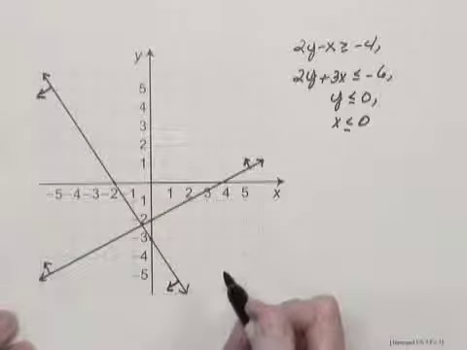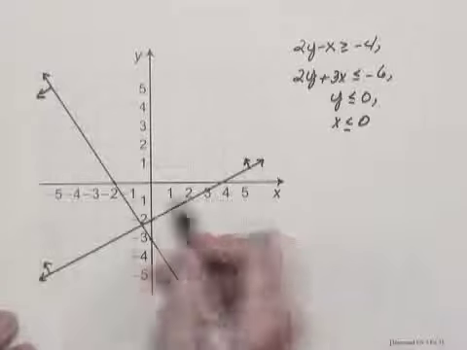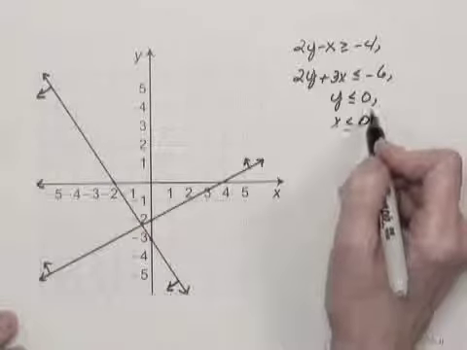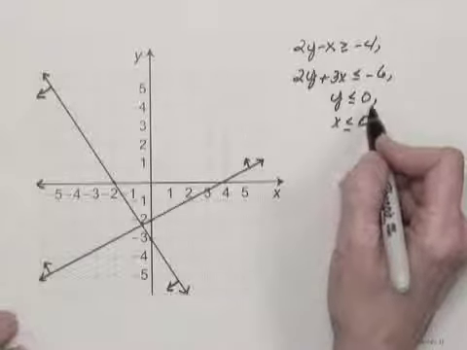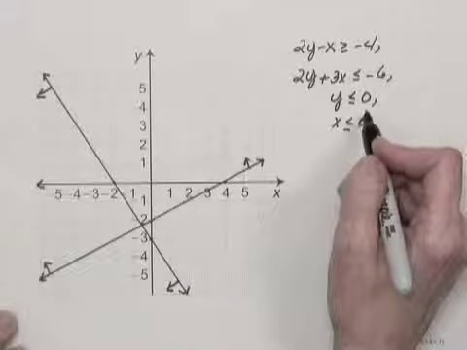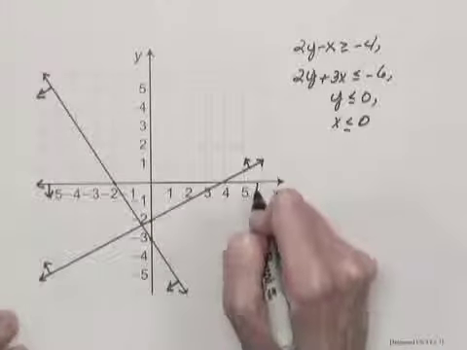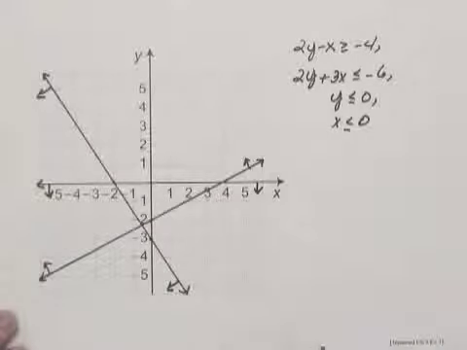y equals 0 is the x-axis. So the x-axis is the graph of another related equation. And y less than or equal to 0 is all the points on the x-axis and below it.